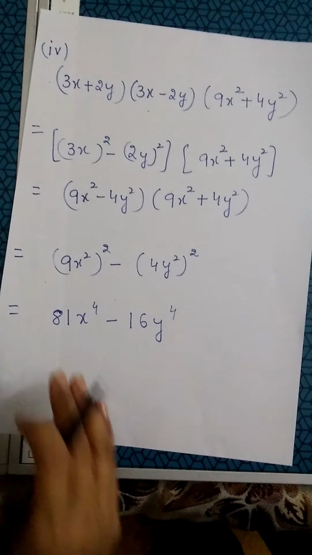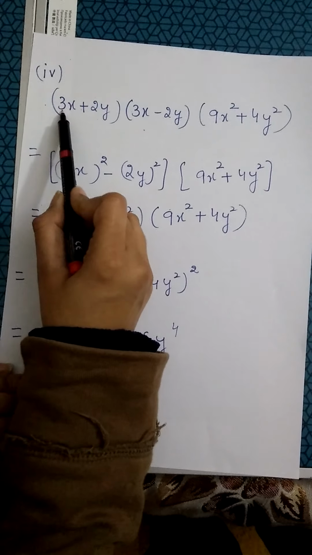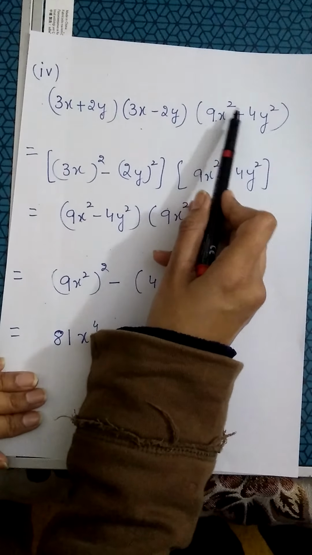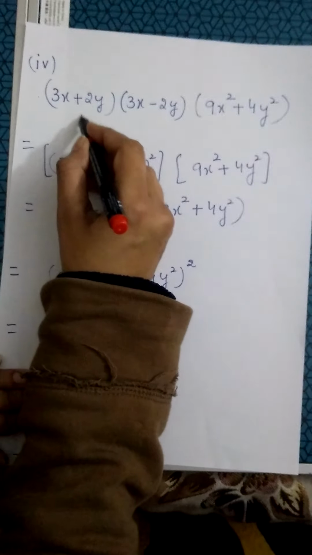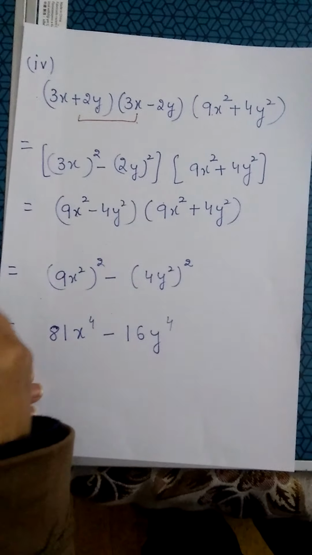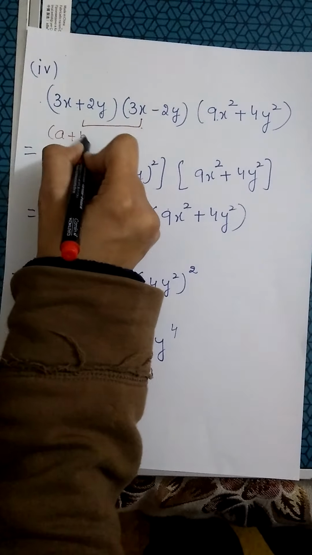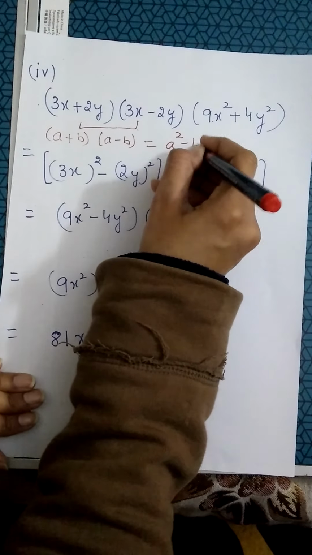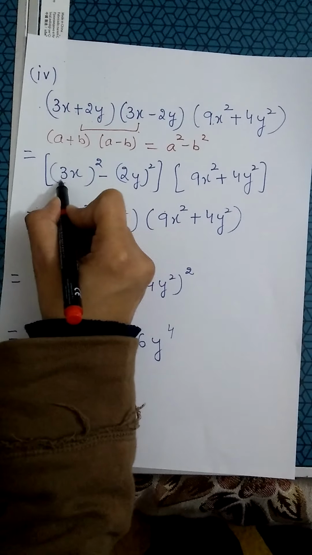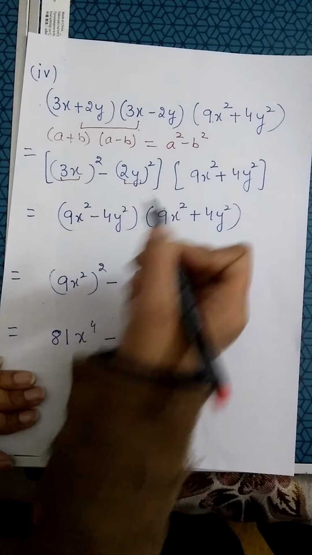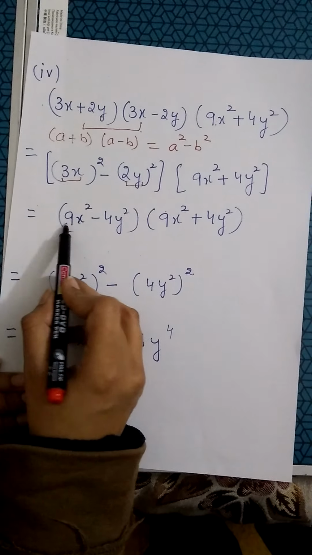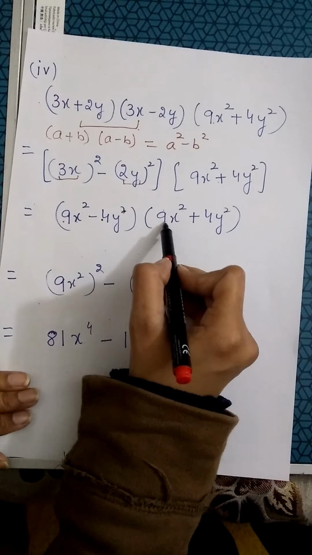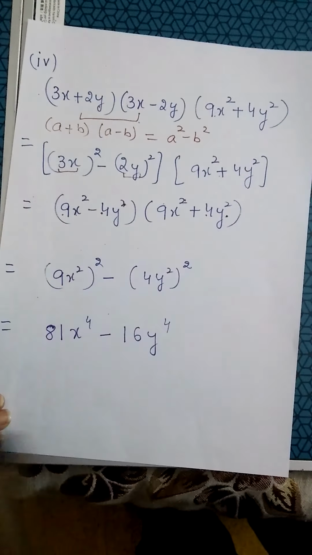Now fourth part, the same way: (3x plus 2y) into (3x minus 2y) into (9x square plus 4y square). Again, we can multiply two terms at a time. We can easily compare this with (a plus b) into (a minus b), which is equal to a square minus b square. Here a is 3x, b is 2y, which will become 9x square minus 4y square, and this term is multiplied with 9x square plus 4y square.